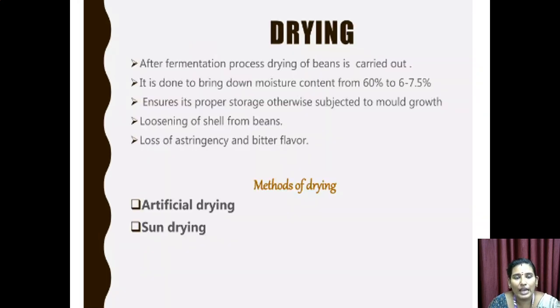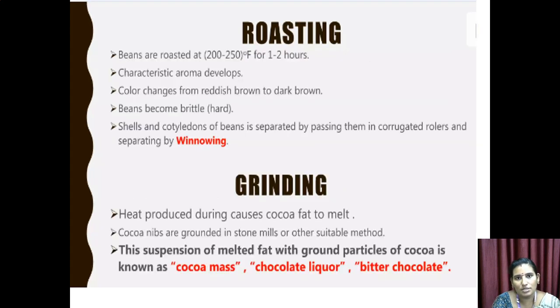Then drying. After the fermentation process, drying of beans is carried out. It is done to bring down moisture content from 60% to 6 to 7.5%. It ensures proper storage, otherwise beans are subjected to mold growth, loosening of shell from beans, then loss of astringency and bitter flavor. In drying also there are two types, artificial drying and sun drying. Artificial drying in the sense a cabinet dryer will be used for the drying process.